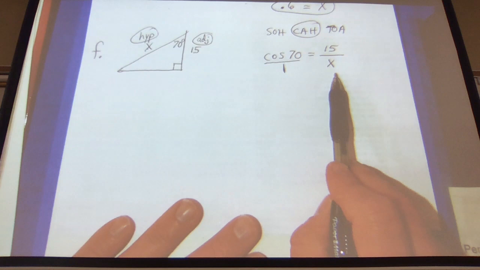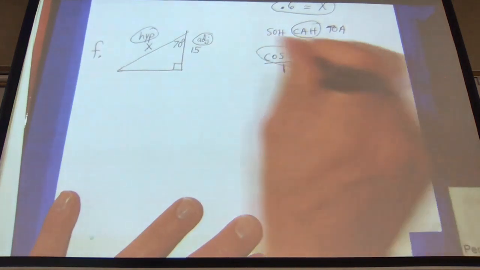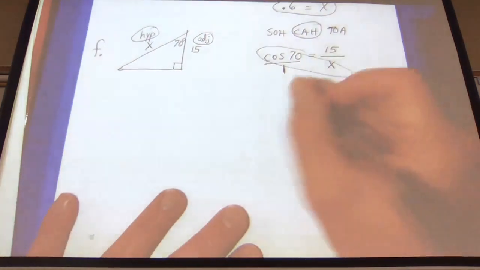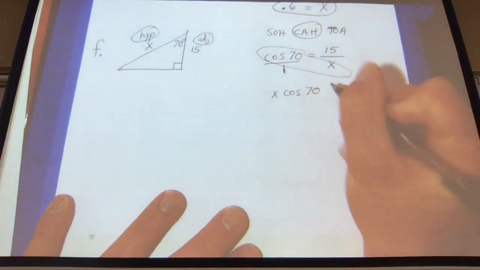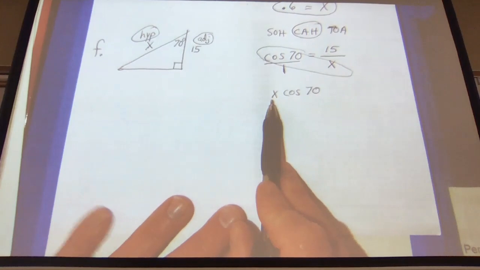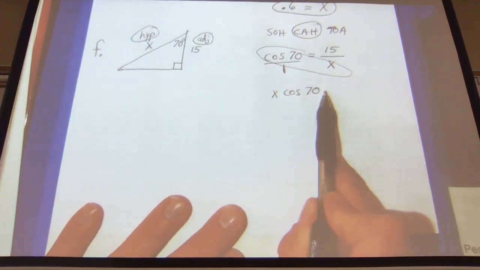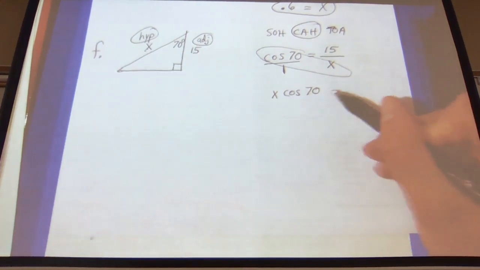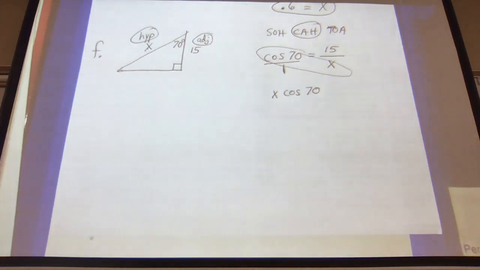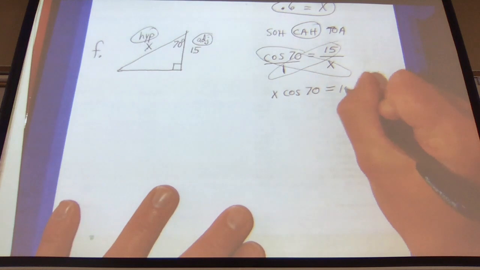Go back to earlier this year, how do you solve proportions? Cross multiply. We're going to have cosine of 70 times x. We're going to write that as x times the cosine of 70. The reason we put the x out front is we want to know the variable is out all by itself here. If you write it as cosine of 70x, people might think the angle measurement is 70x. So we're going to put the x out front. Then we cross multiply here. 15 times 1 is 15.